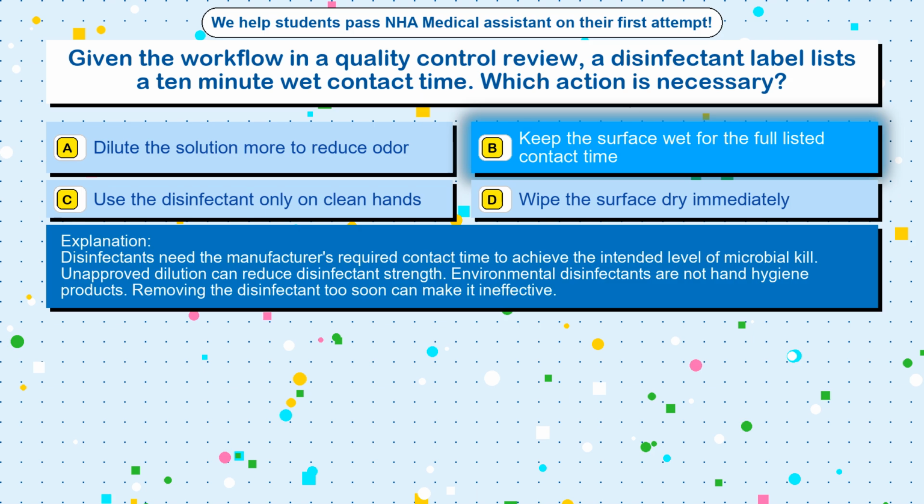Disinfectants need the manufacturer's required contact time to achieve the intended level of microbial kill. Unapproved dilution can reduce disinfectant strength. Environmental disinfectants are not hand hygiene products. Removing the disinfectant too soon can make it ineffective.